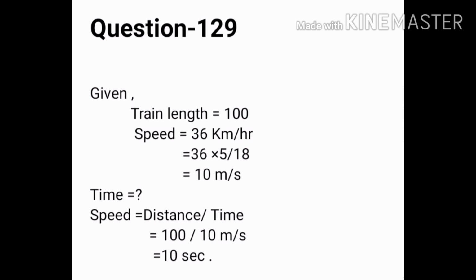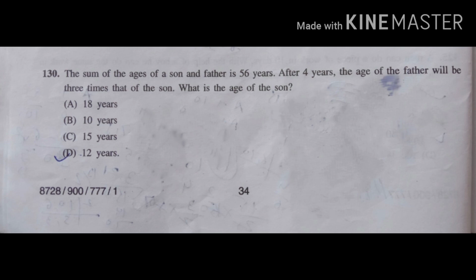So you need to find the time, then mention the formula. Speed is equal to distance upon time. 100 meters is the distance, 10 meters per second is the speed, so the time taken will be 10 seconds. So option A is the correct option in this question. Move to the 30th question.